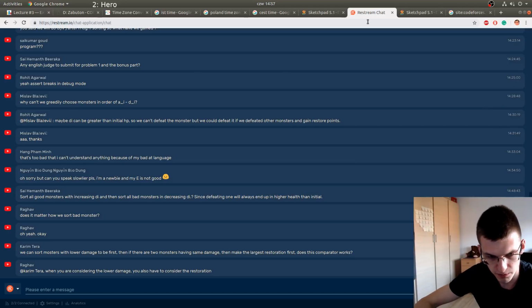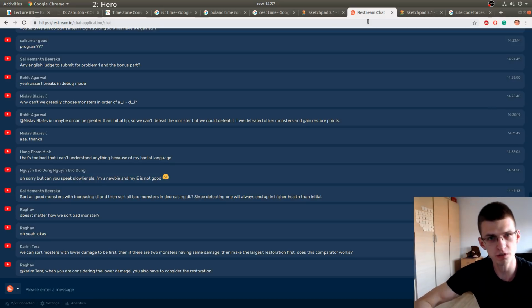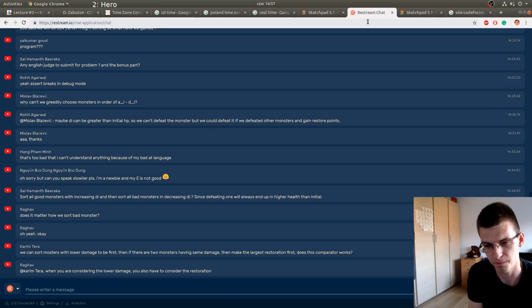We can sort monsters with lower damage first, then if there are two monsters having the same damage, make the largest restoration first. Does this comparator work? I don't think so. I don't want to again try to find a counterexample; try to find it yourself, or maybe someone from the audience will manage to find it. If you want to find a counterexample for something, likely n equal to 2 will be enough, sometimes maybe n equal to 3. Try to find two monsters and an initial value h such that your ordering will not allow defeating both, while the opposite order would work.